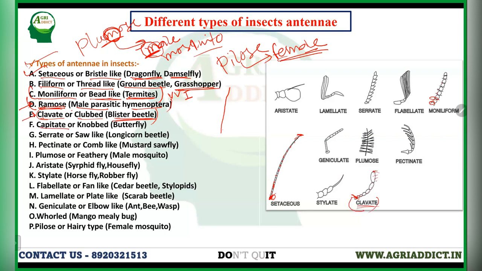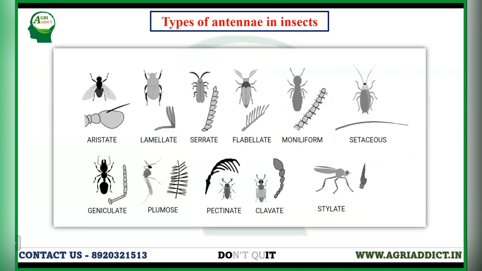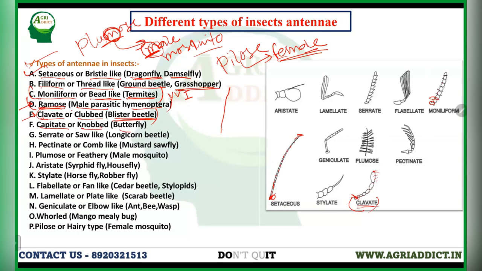Another type of antenna is capitate or knobbed. You may have seen the antenna of a butterfly. Butterflies are very common, and their antenna is of the capitate type, which means the terminal segment suddenly becomes enlarged. In the next page, I think there is a photograph. Capitate or knob type of antenna.